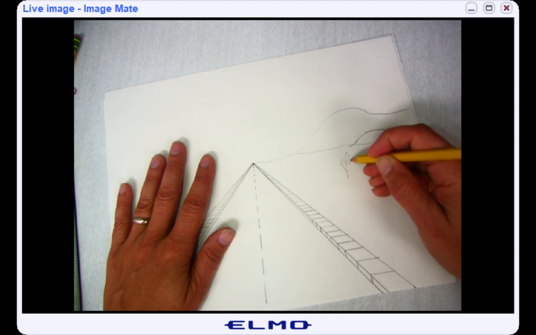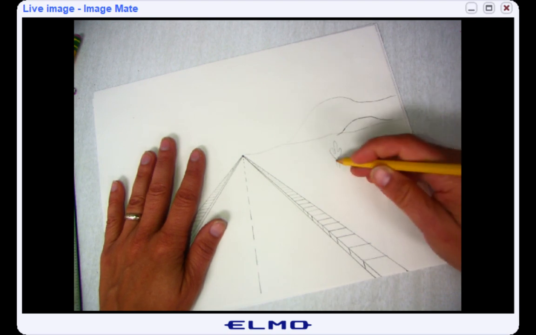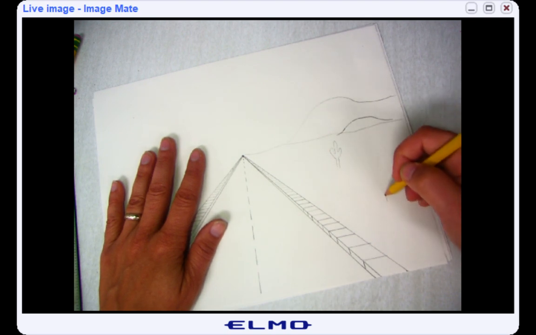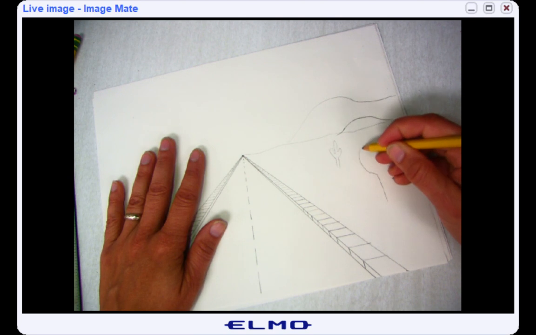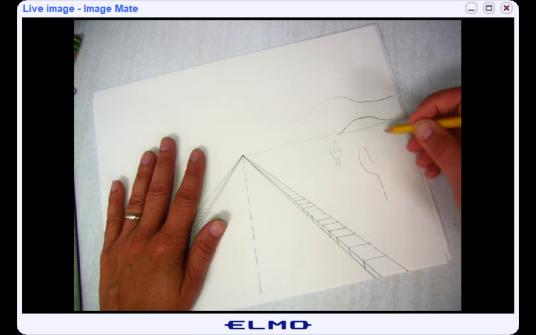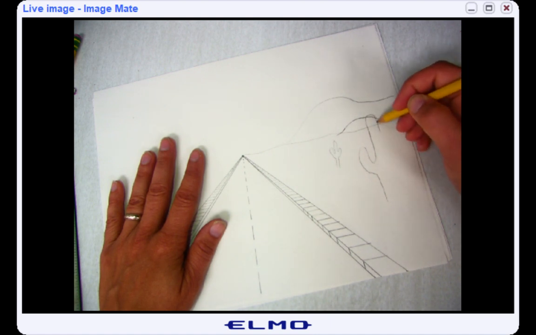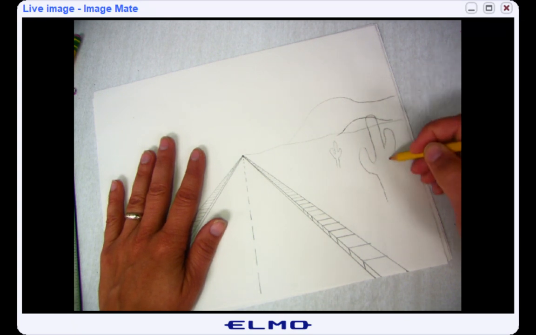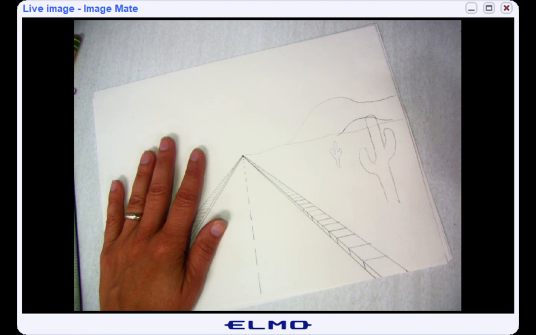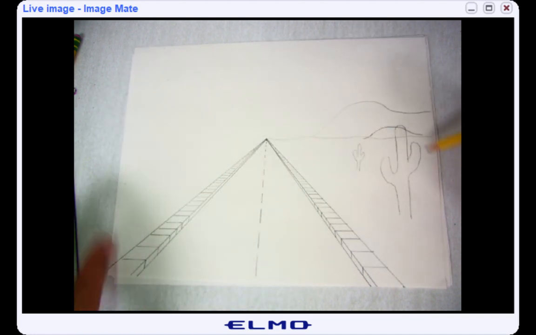So there's so many options, but what you really have to remember is when that cactus is further away, it's smaller, and then as it gets bigger, it's going to be so much larger. It's going to go right on top of that area here. So there's our cactus that's up front, further away.